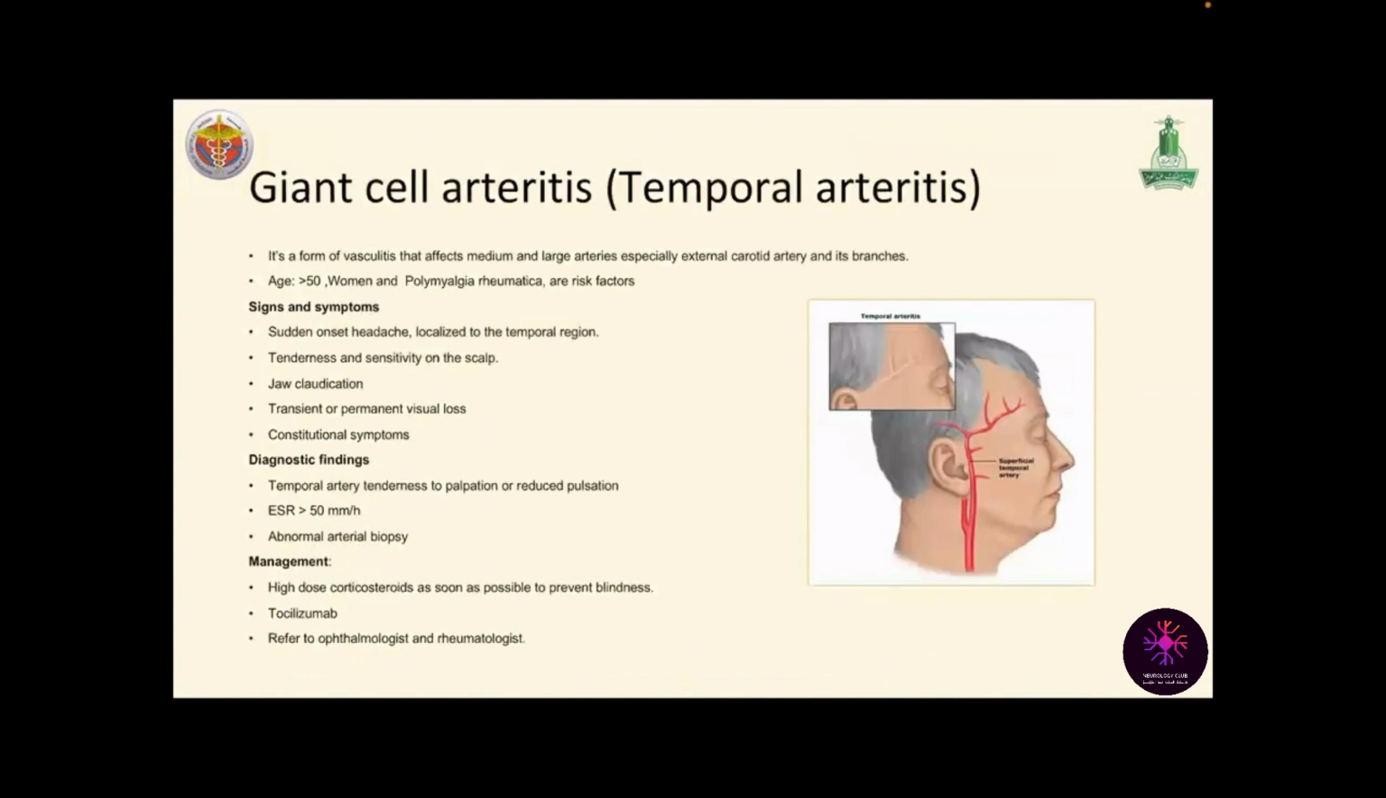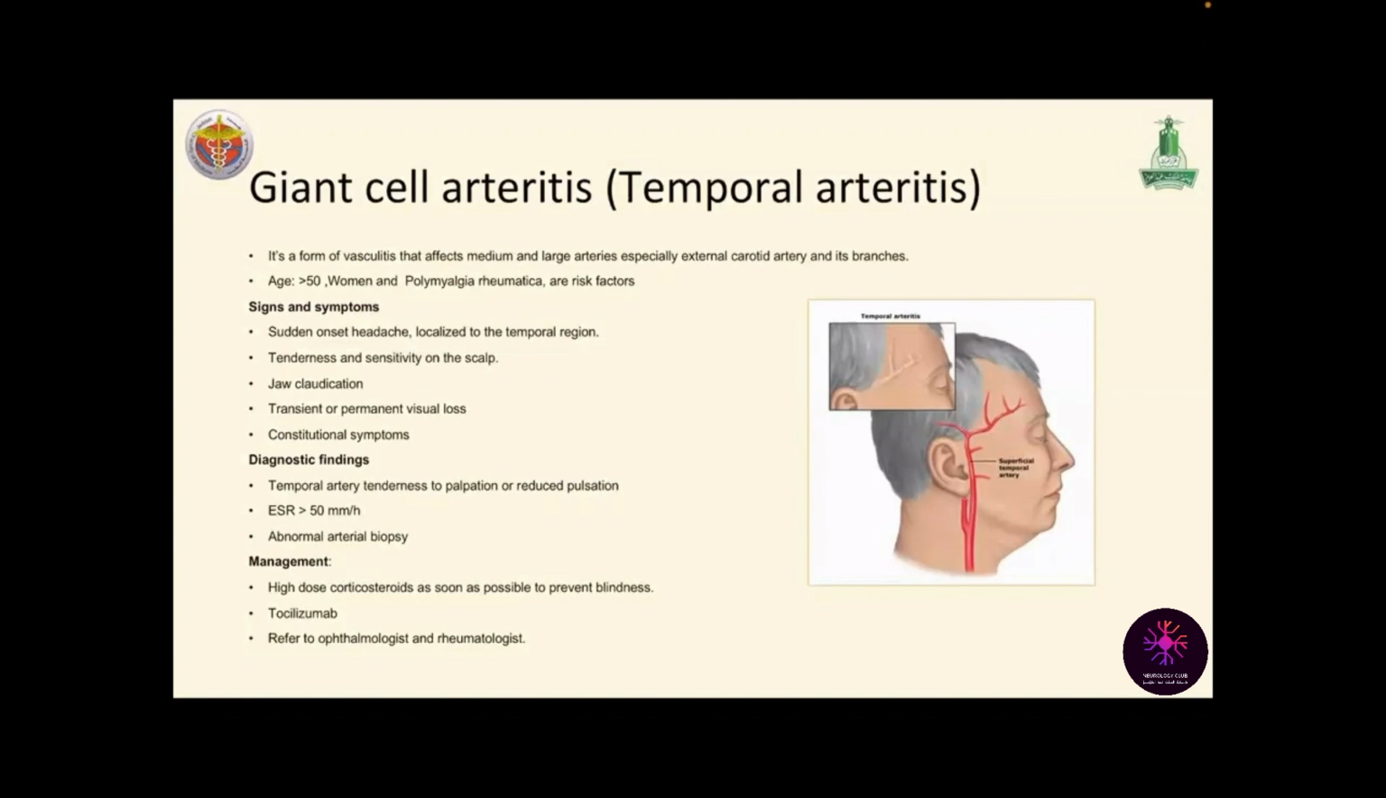Okay, so next we have giant cell arteritis. This is basically an inflammation of medium to large vessels, mainly the extracranial vessels. They can also involve the intracranial vessels as well. It occurs almost exclusively in patients aged more than 50, and even more typically in the elderly in their late 60s and 70s. Also, it's more common in females than males.